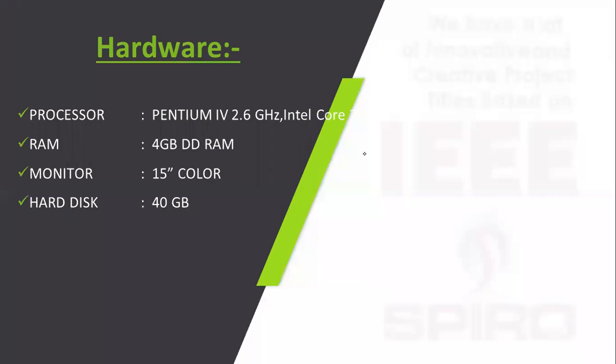Hardware: we use Pentium. For RAM we use 4 GB, which must be maintained. For the monitor we have a 15-inch color monitor. For the hard disk we have 40 GB.